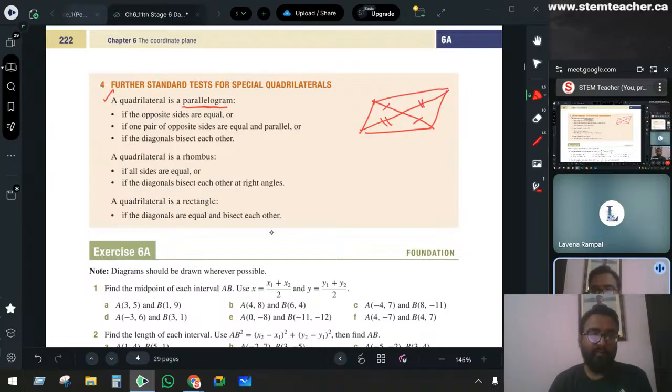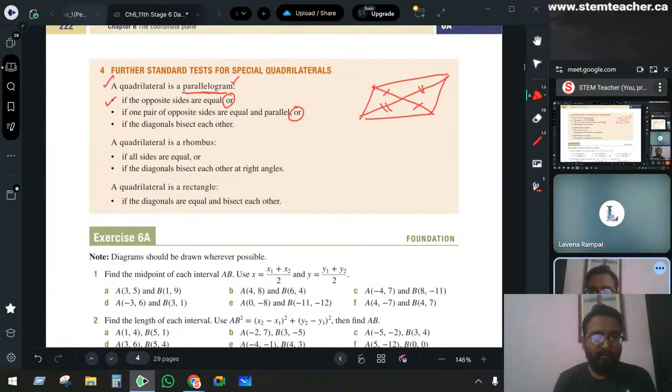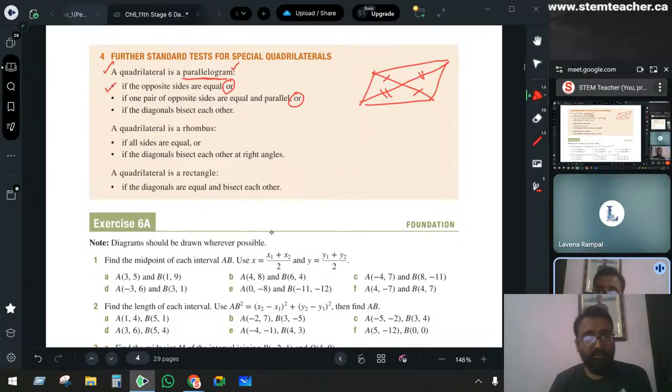They are alternative conditions, or you can say "or". Opposite sides are equal. Parallel: in a parallelogram, by default, opposite sides are parallel. But here, if any one of the conditions holds, then we can say that it is a parallelogram. And for the rhombus, all sides are equal.